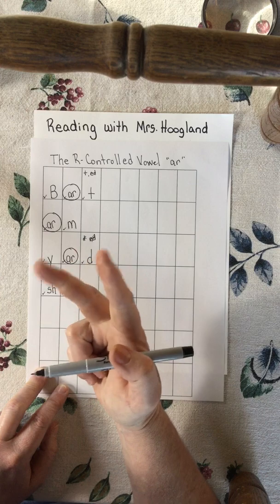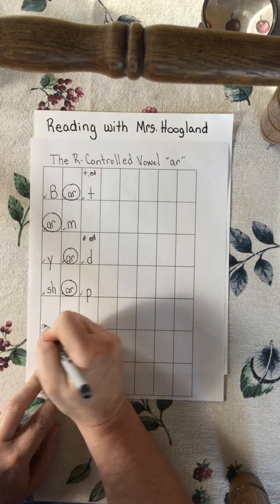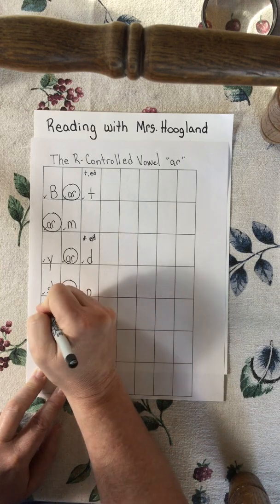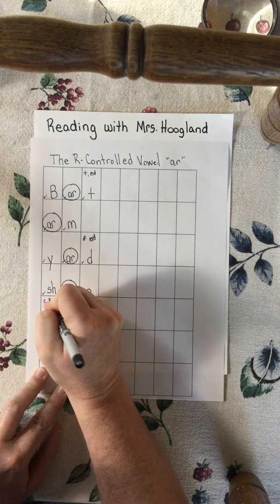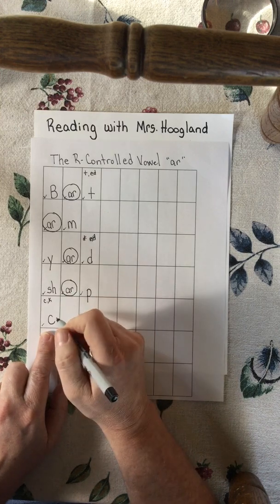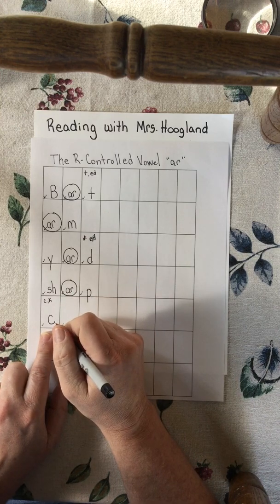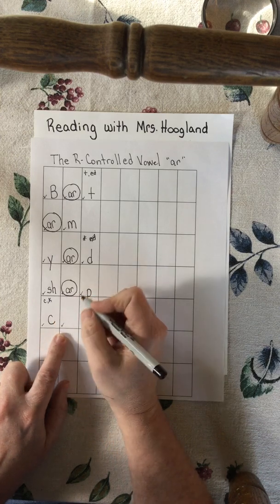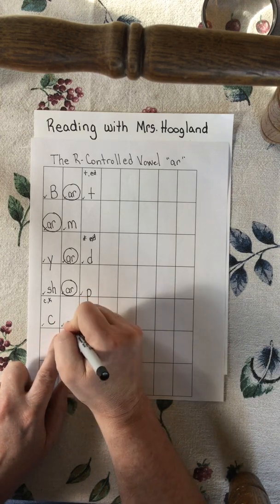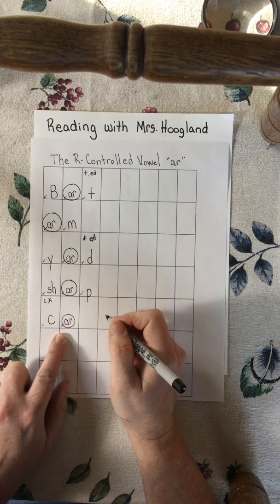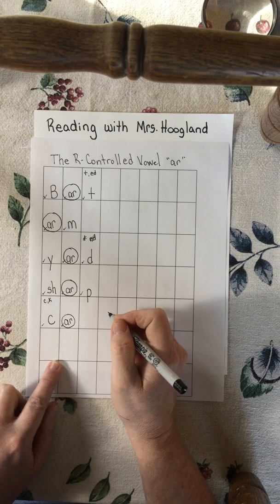The next word is car. Car. K, R. Two sounds. This could either be a C or a K. We know it's a C because C precedes an A, a U, or an O. Otherwise, it's a K. So, K, and then R. And this is car.